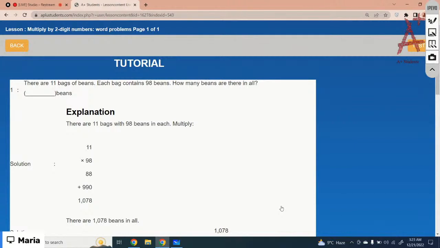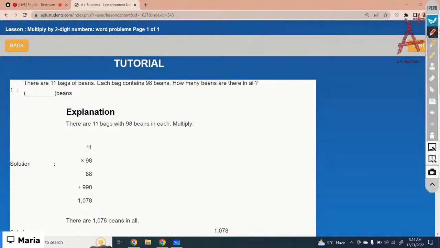We are simply going to multiply the numbers, not the estimated one, not the rounded one. Got it? Let me just read the first question. There are 11 bags of beans. Each bag contains 98 beans. How many beans are there in all? So you have to multiply both the numbers. They are 98 times 11. Got it? So let's see how we can do it.